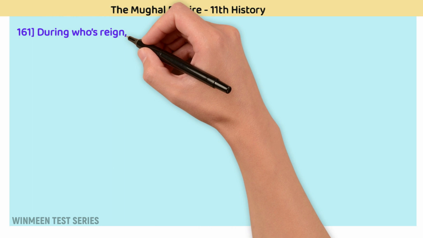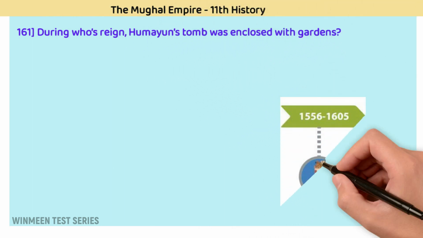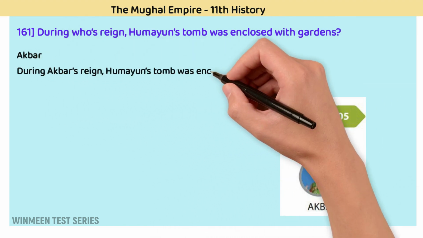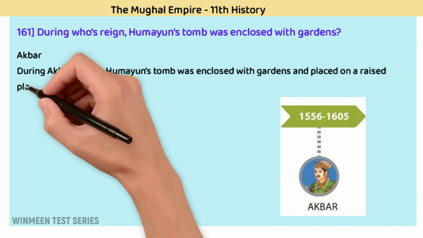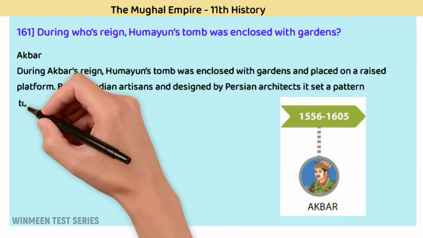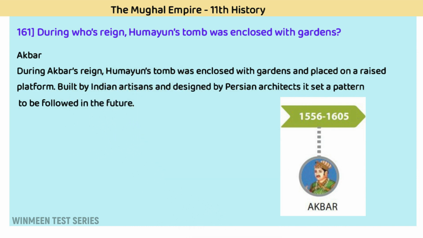Question number 161. During whose reign was Humayun's tomb enclosed with gardens? The answer is Akbar. During Akbar's reign, Humayun's tomb was enclosed with gardens and placed on a raised platform. Built by Indian artisans and designed by Persian architects, it set a pattern to be followed in the future.